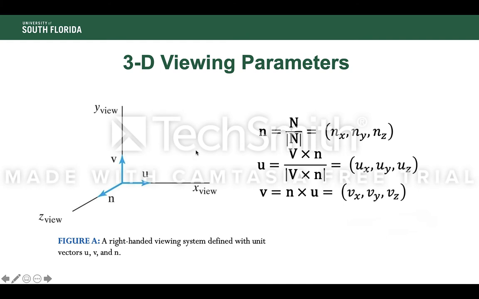So how do you find these? If you refer to the system, it consists of UVN, which are unit vectors. N can be found by N upon the magnitude of N, which gives you a unit vector NX, NY, NZ. U can be found by a cross product upon the magnitude of this cross product, which can be given by UX, UY, and UZ. And V is the cross product of N and U, which gives you VX, VY, and VZ.